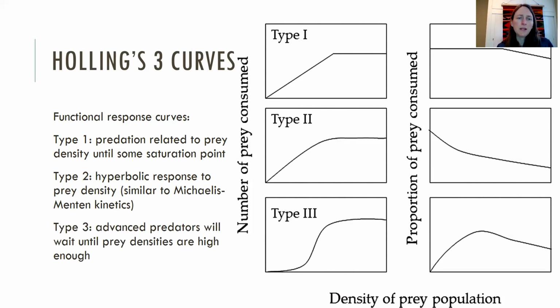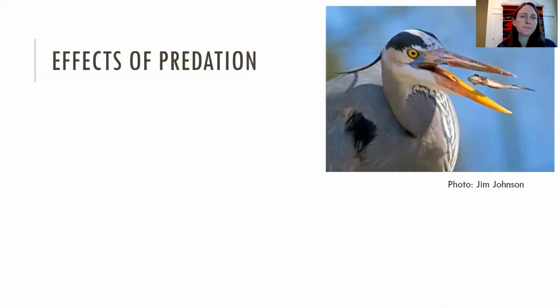And then a type 3 curve, some more advanced predators will just wait until prey densities are high enough. So they're just like, oh, not worth it, not worth it, not worth it. And then all of a sudden they might start consuming a lot more prey because the density got high enough. So it's just thinking about these different models of how predators might work.